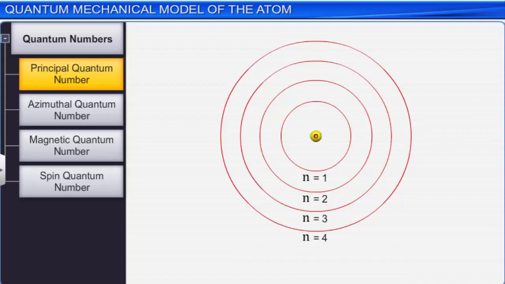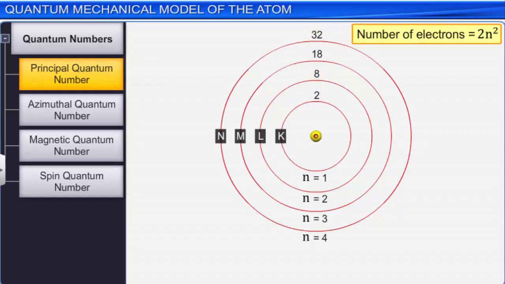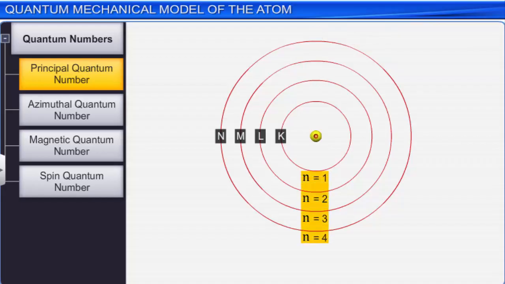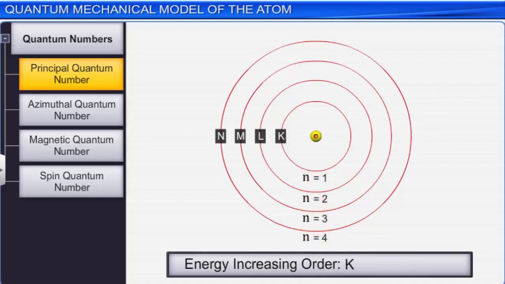Shells are denoted by the capital letters K, L, M, N and so on for the values of n equal to 1, 2, 3, 4 and so on respectively. The number of electrons in a shell is given by 2n square. Therefore, for n equal to 1, there will be 2 electrons in the K shell, and for n equal to 2, there will be 8 electrons in the L shell. The number of electrons in M and N shells will be 18 and 32 respectively. As the energy increases with the increase in n, the energies of the various shells follow the sequence K less than L less than M less than N and so on.